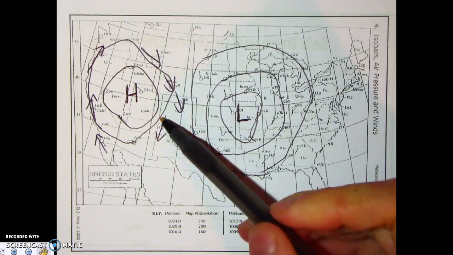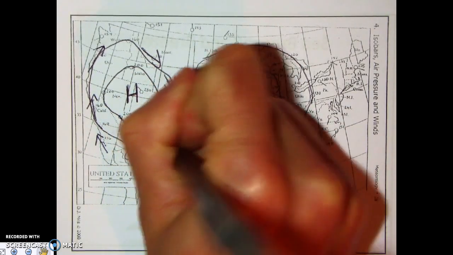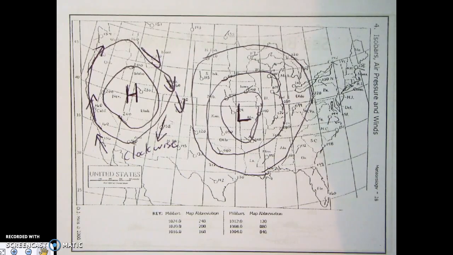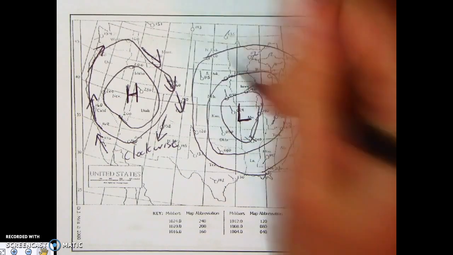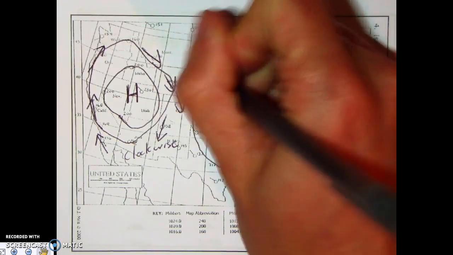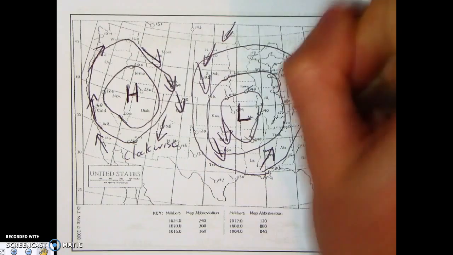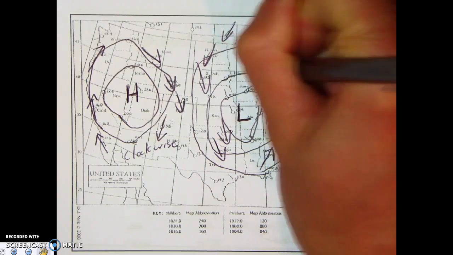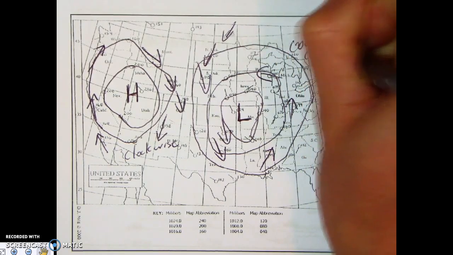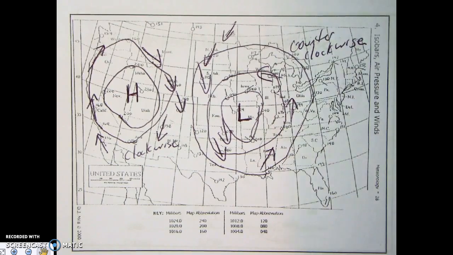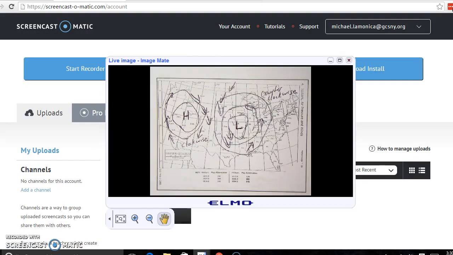And what we can see around the high pressure is that it's rotating in a clockwise pattern. And that's something that we've talked about before. We're going to go into more detail on that, of course. But if we look at the low pressure and do the same thing, we can see that the winds are now going the opposite direction of the high pressure. Now they're going counterclockwise.